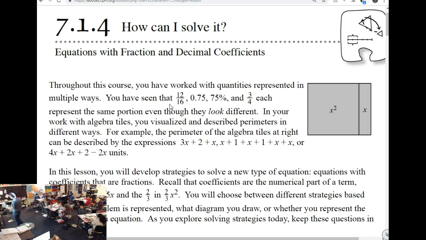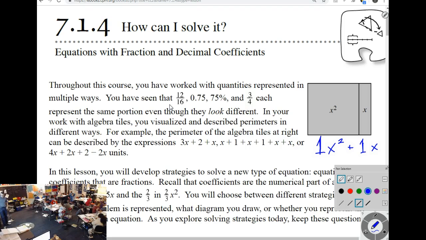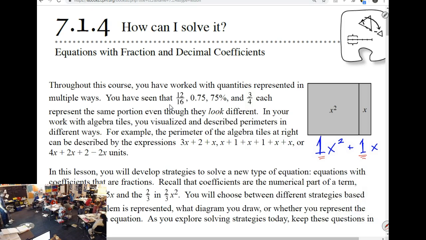If I show you these tiles right here, and I talk about what we have: one x squared tile and one x tile. Coefficients is a fancy word for multiplier. So a coefficient is just a number or part of a number, like 3/4 or 0.75 or 1/2 or whatever, that tells you how many or how much of something you have. Coefficient is just a fancy word for multiplier.